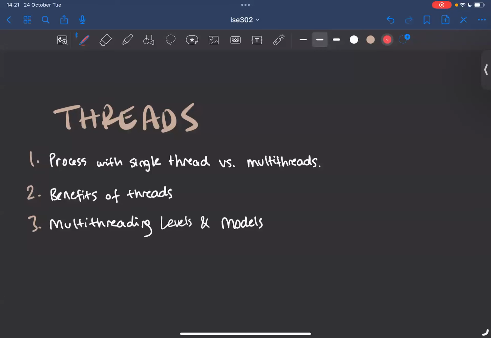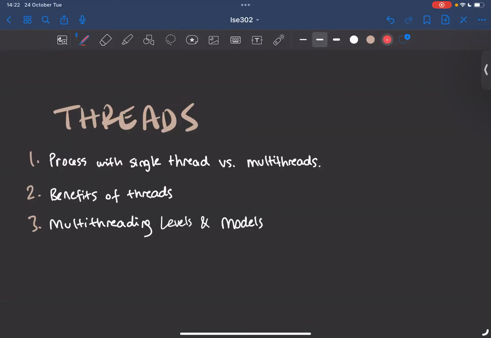Hey everyone, welcome back. This week we are diving into a new concept, threads. Threads are like the building blocks of multitasking on computers. In today's class, we'll learn what threads are and why they are so important.